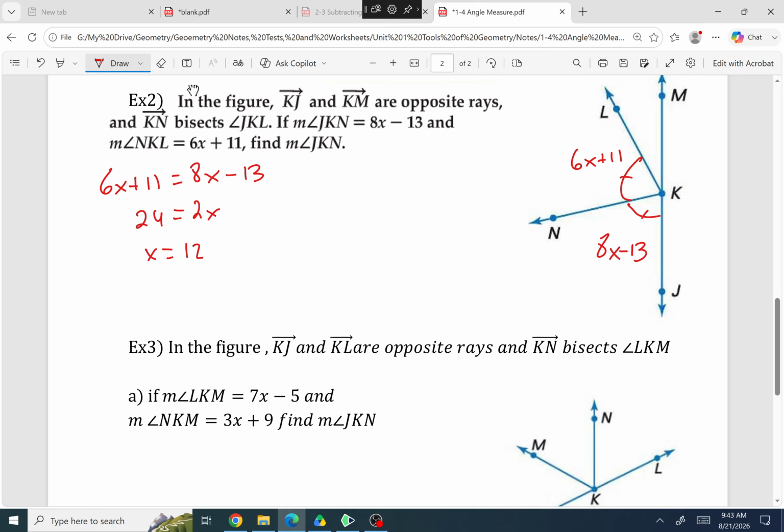Okay, what's that little m in front of it mean? The measure of. When you put an m in front of it, it's the measure of the angle. So they want to know what the angle was numerically. JKN, I would just plug it in. So JKN will be 8 times 12 minus 13.